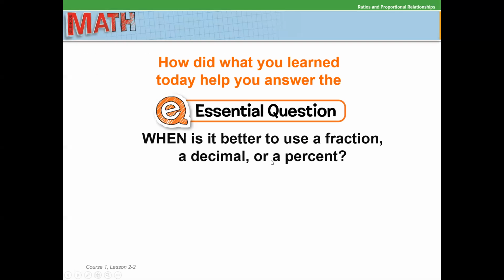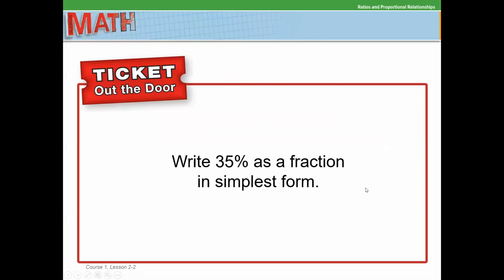How did what you learned today help you answer the essential question? When is it better to use a fraction, a decimal, or a percent? Your ticket out the door? Write 35% as a fraction in simplest form. Show that work in your math notebook.